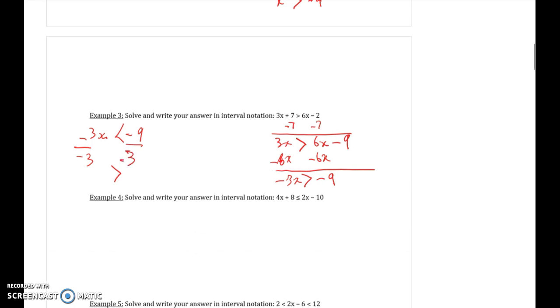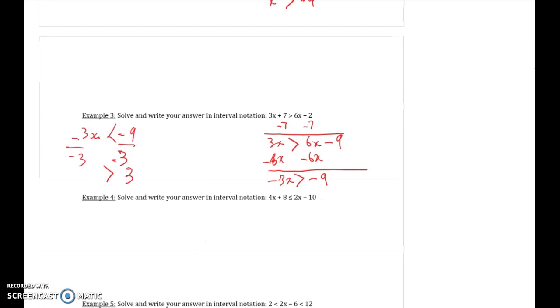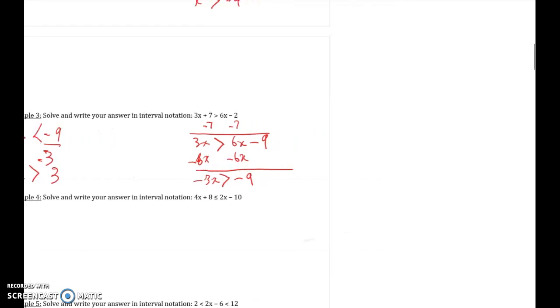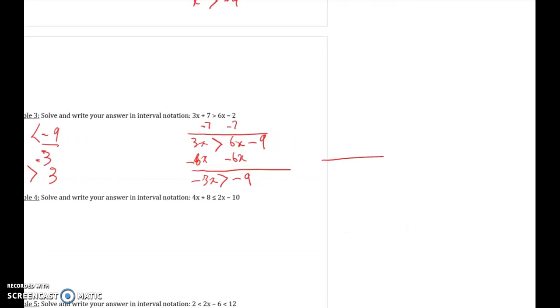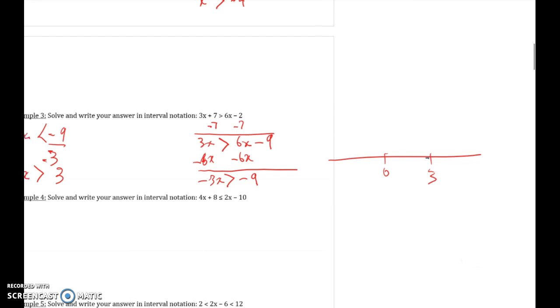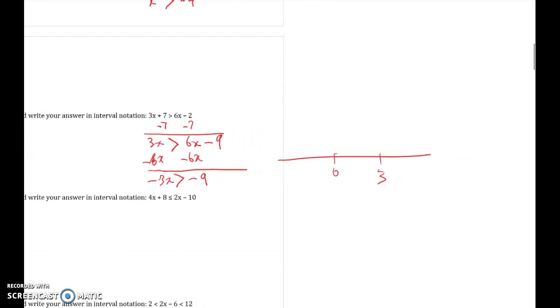Negative 3. And so now I got x greater than 3. When I want to write that in interval notation, 0 is right here, so 3 is right there. X is greater than 3. If x is greater than 3, I need to go to the right. There is no equal, so it will be parentheses, and the answer is going to be 3, plus infinity.